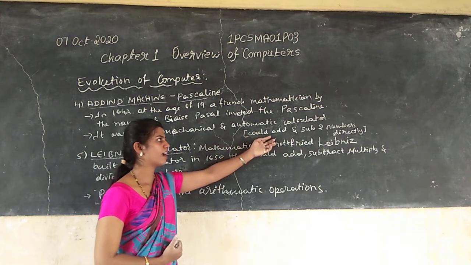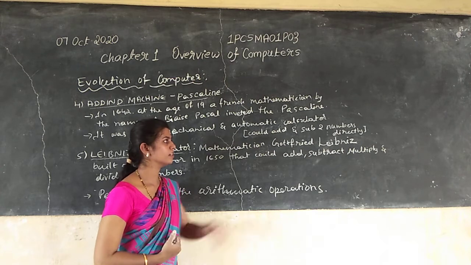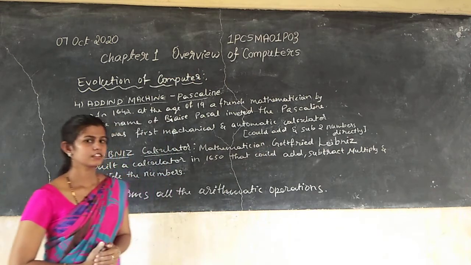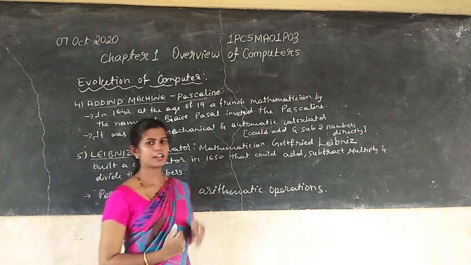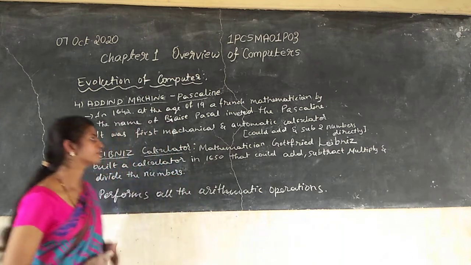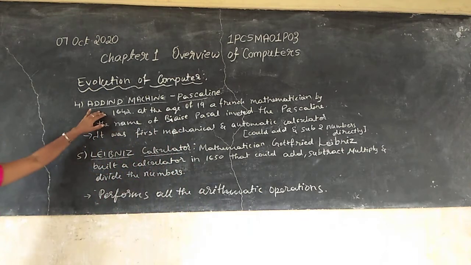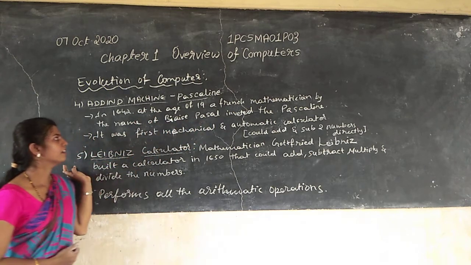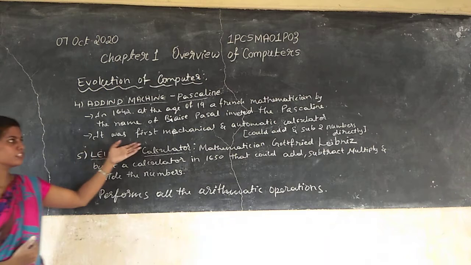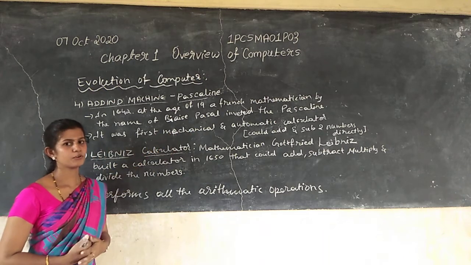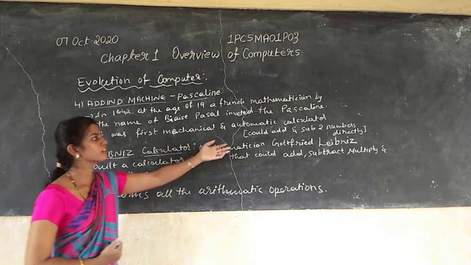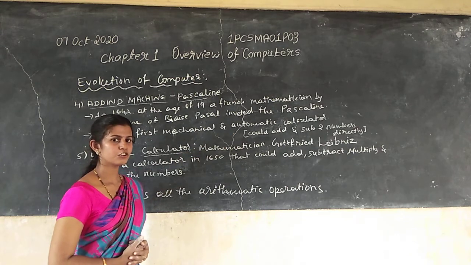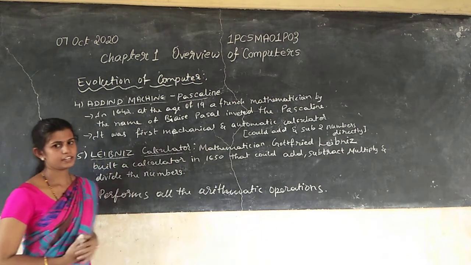It could add and subtract two numbers directly. So, the Pascaline was invented by Blaise Pascal, and it was the first mechanical and automatic calculator which could add and subtract two numbers directly.